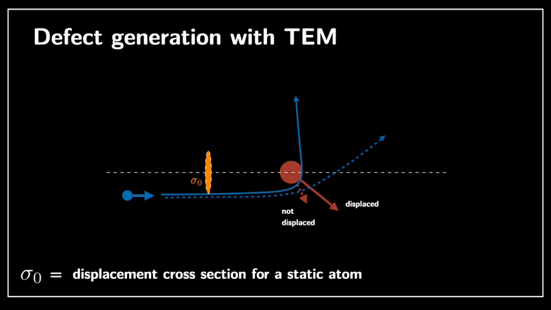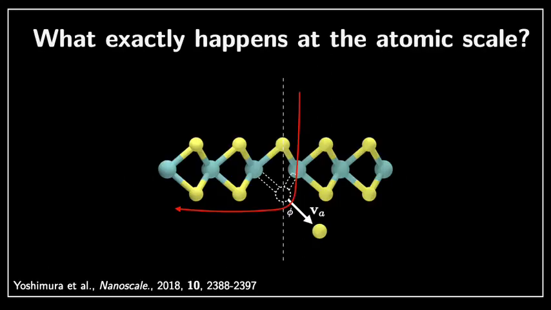But we are going to go a little bit deeper than that. So the question we are really wondering is what exactly happens at the atomic scale. And again, this is another view of the previous picture. Here I just showed the entire material. You have the beam electron coming from the top, scattering with the red line. And then, of course, you have a sulfur atom that can be sputtered.